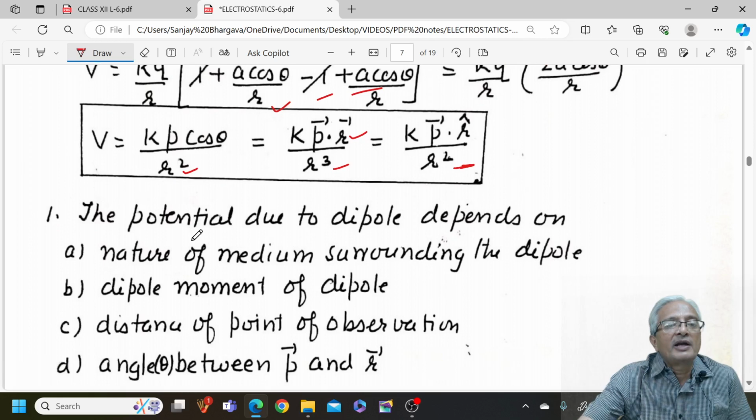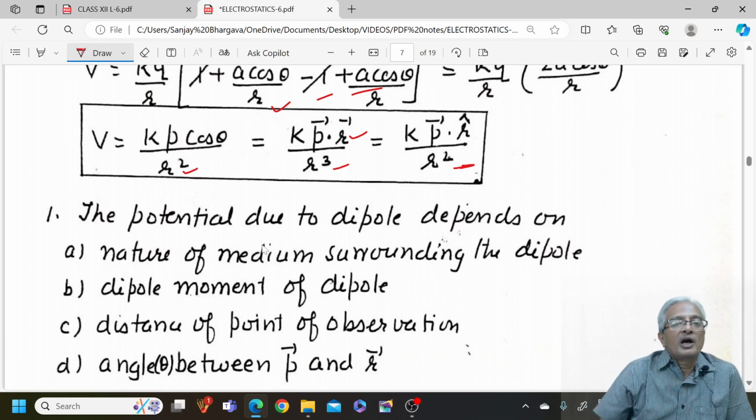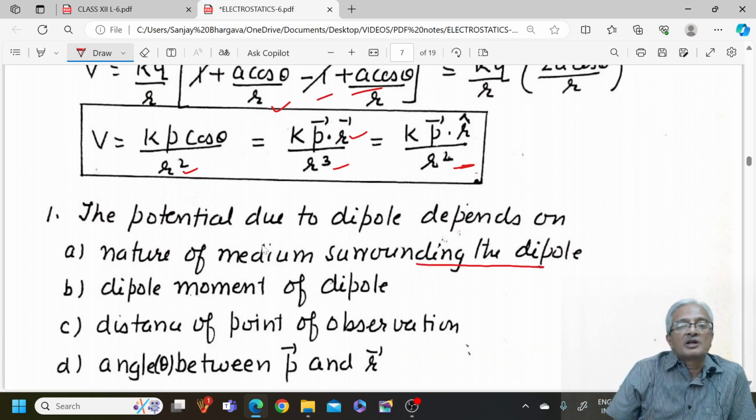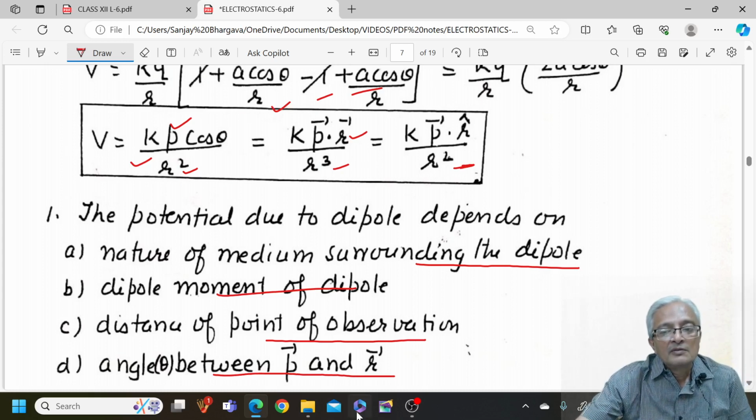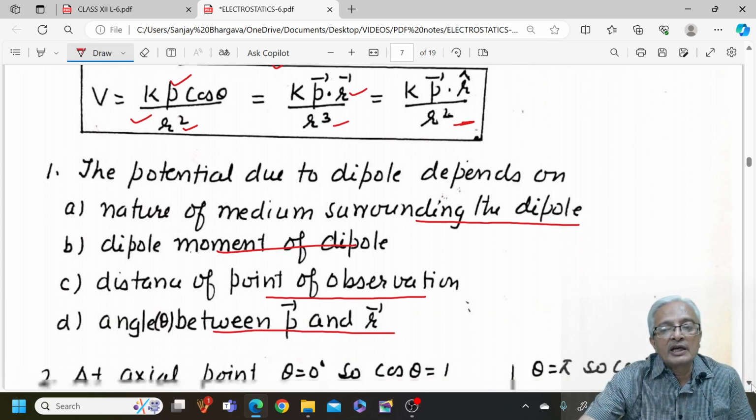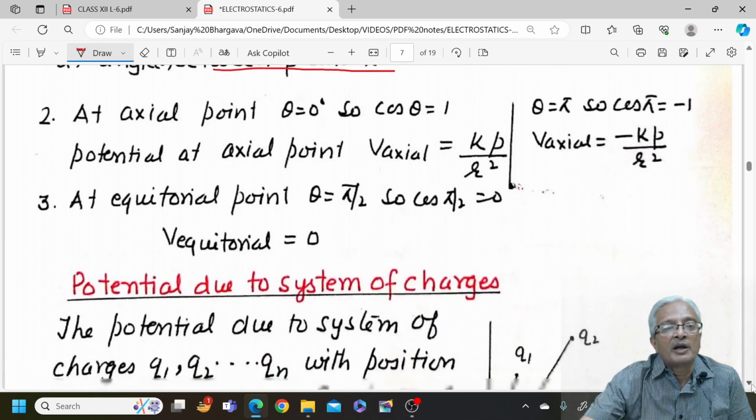Now what do we find? The potential due to dipole now depends on nature of medium surrounding the dipole through epsilon. Dipole moment of the dipole, that is P. It also depends upon distance of point of observation, that is R here, and the angle theta between P vector and R vector. So these are the factors upon which the electric potential due to dipole would depend.